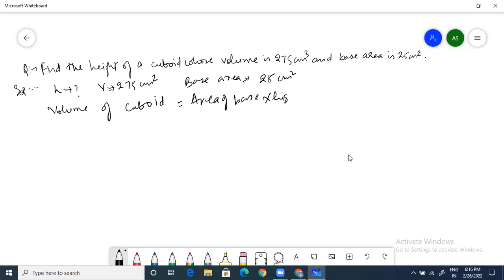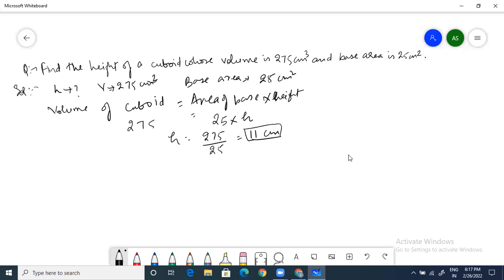Because they have already given us the area of base, we are not bothered about length into breadth. Now volume is given as 275, and it should be in cube, not square, because volume is always in cube, since there are 3 dimensions to it. So you always have to multiply three times. Area is 25 and height is unknown. If I solve this equation, h equals 275 upon 25, which is equal to 11 centimeters.